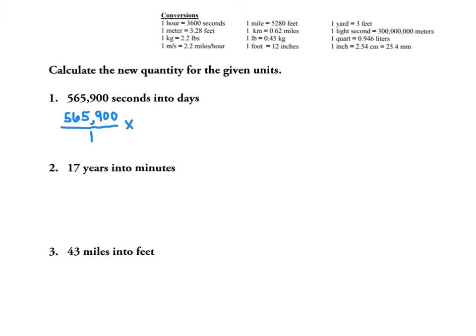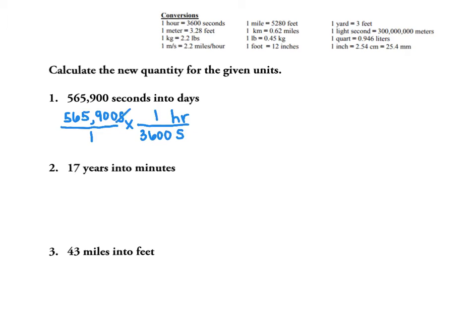You've got 565,900 seconds, and we're going to convert that to days. There goes the bell on me. So I'm going to put an S after that number because that's seconds. And I want to get rid of those seconds, so I'm going to put them on the bottom. I don't know how many seconds there are in a day, but I know how many seconds there are in an hour. So I'm going to go from seconds to hours. If I have an hour, I have 3,600 seconds.